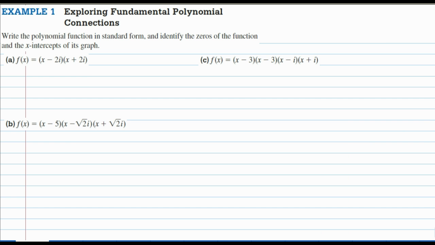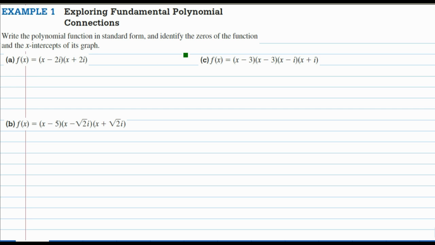Example 1 asks us to combine this idea. So, write the polynomial function in standard form and identify the zeros of the function and the x-intercepts of its graph. Okay, so write the polynomial function in standard form. Now, standard form is very boring. It gives us no information. Factored form already gives us the factors and therefore the zeros.